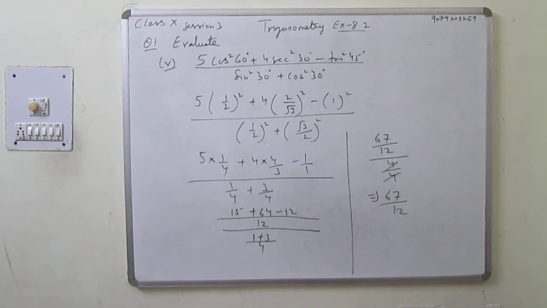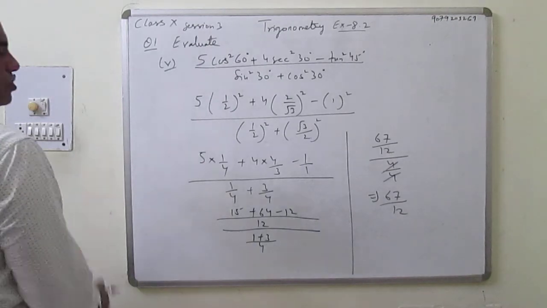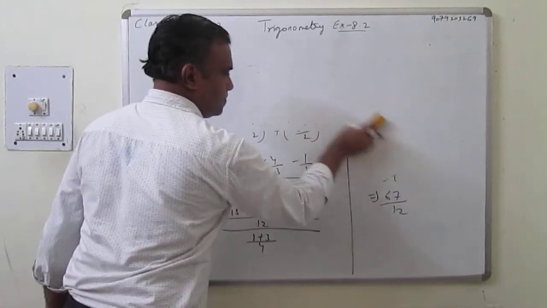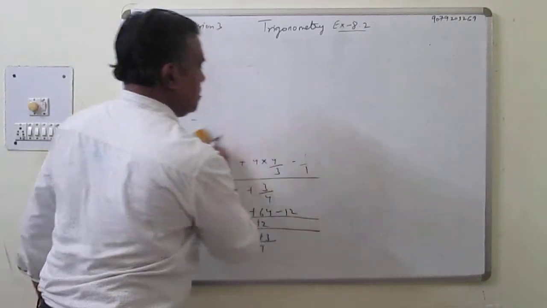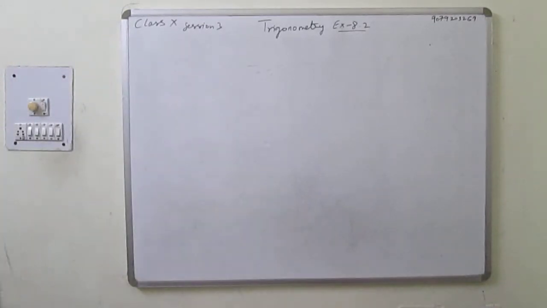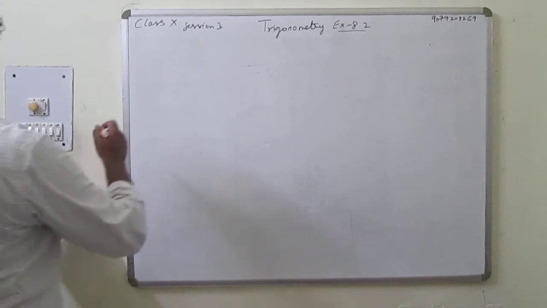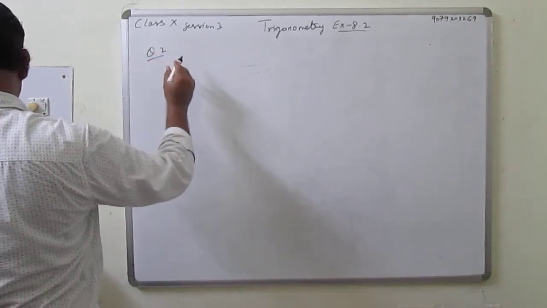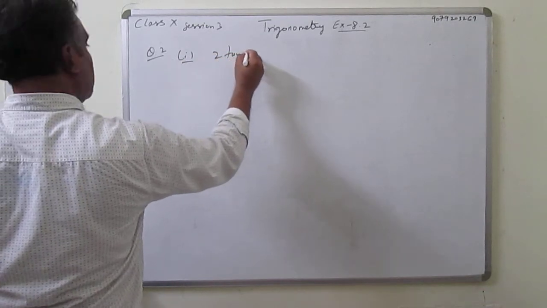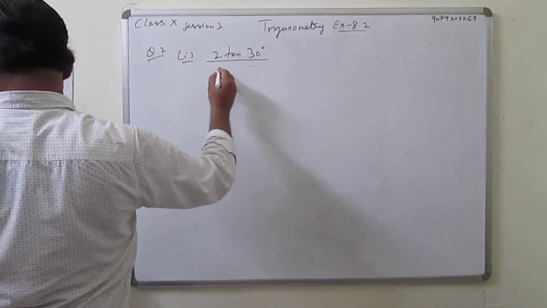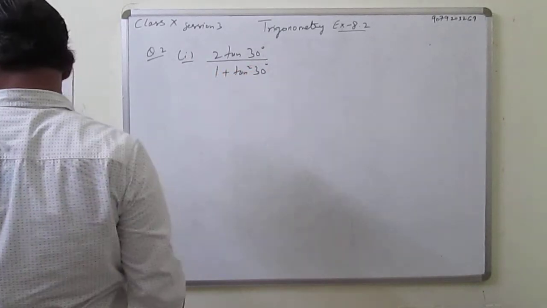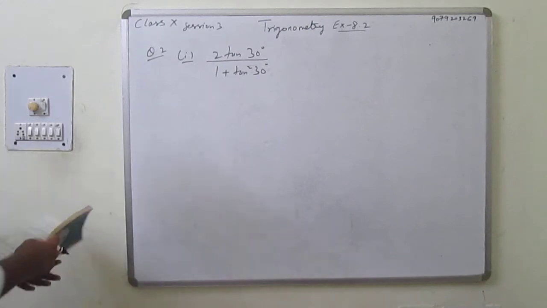Now I will take another question, that is question number 2. Choose the correct option. First part: 2 tan 30 degree upon 1 plus tan square 30 degree. So we will find the value of this.